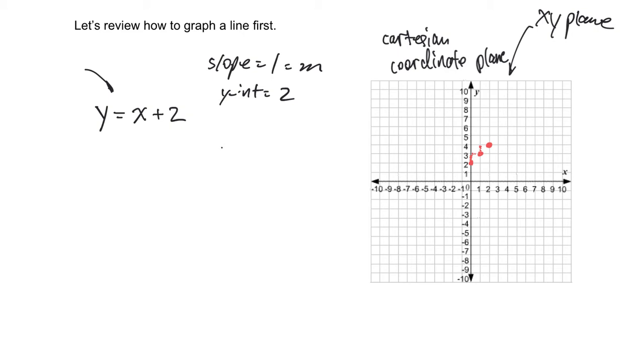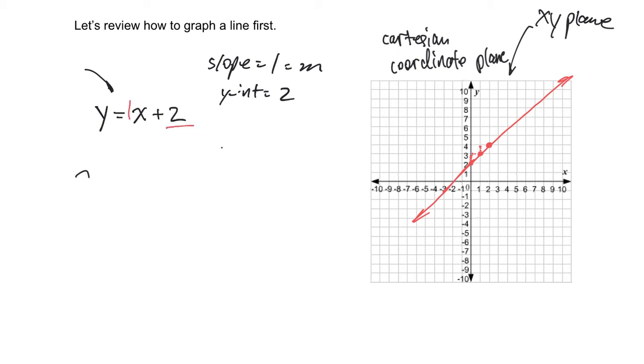Now let's connect these points. I'm going to do my best here to do it without messing up too badly. All right, so we found our y-intercept, which is 2. And then our slope was 1.